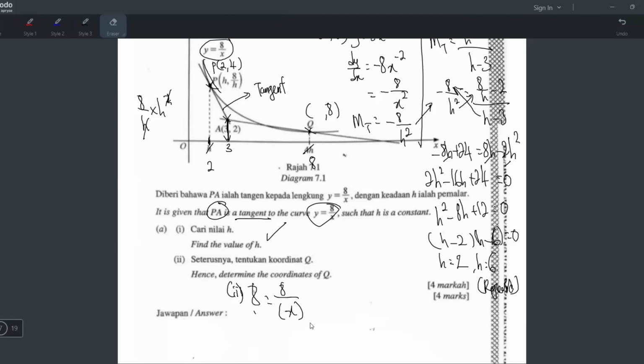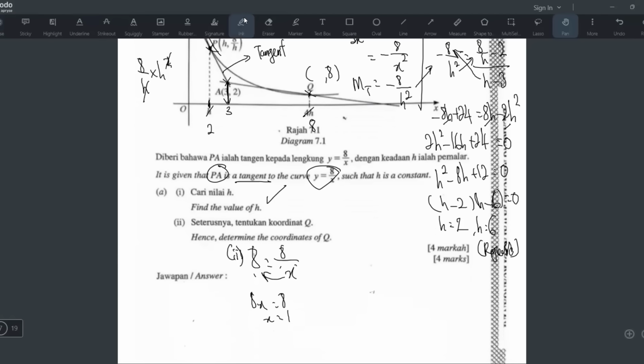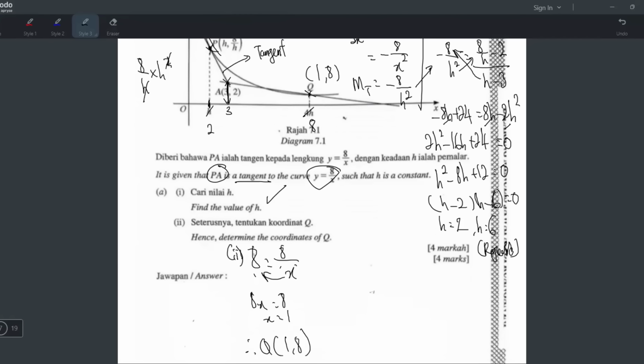Okay, let me write nicely. This should be just x only. To find x, move it up, so 8x equals 8, x equals 1. So there you have it. That's the point Q, (1, 8). But you have to write one more line, Q bracket 1, 8, because that's how you write coordinates.